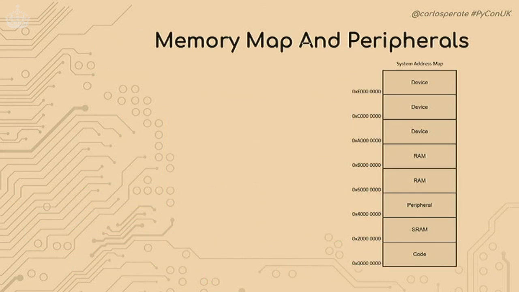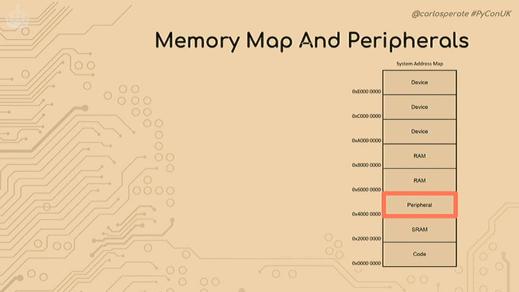First, let's look at the memory map of the device. This is in the datasheet of the microcontroller, and it tells you where different things live in memory. Here we can see that the code lives between these two memory ranges and the RAM immediately above that. But the most important thing for us right now is the peripheral. And it's telling us that the peripherals live between that memory address and that one.